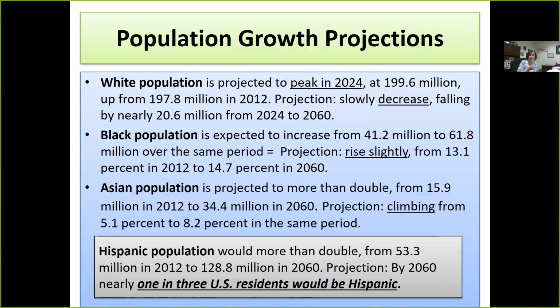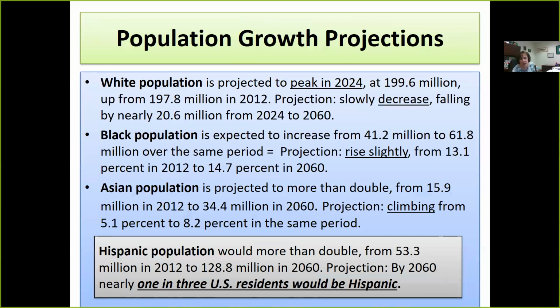And the Asian population is projected to more than double. They're saying there were about 15.9 million in 2012, and it will go up to 34 million in 2060. They think it's going to climb from 5.5% to 8% in that same time period.